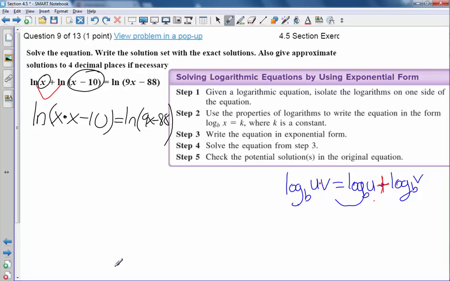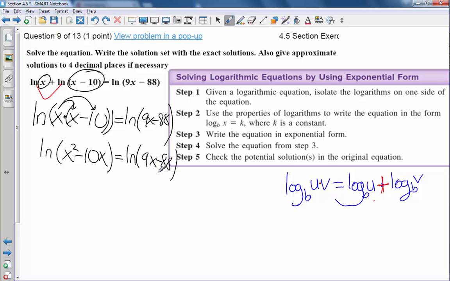What's that? Right. This is a one item term multiplying two terms. However, this is multiplying only one term, x and x. It's incorrect. So we need to have a parenthesis around this guy and distribute this out, okay? It's x squared minus 10x equals ln 9x minus 88. Now, is it a fair game now? Do you have one guy on the left, one guy on the right?